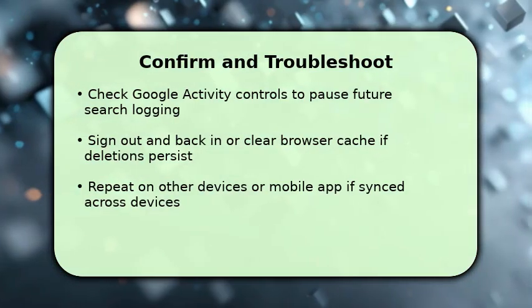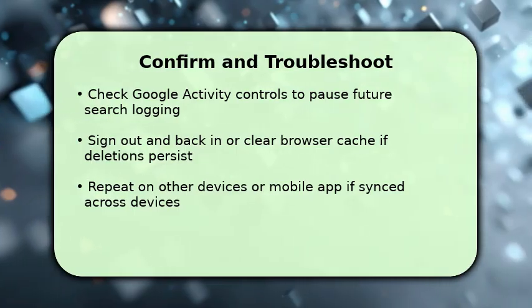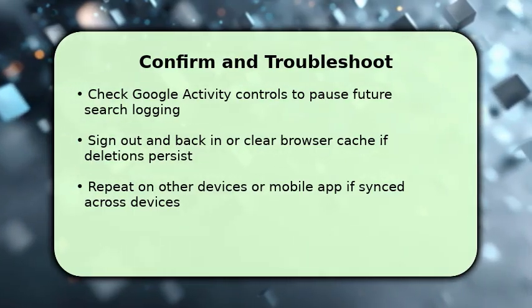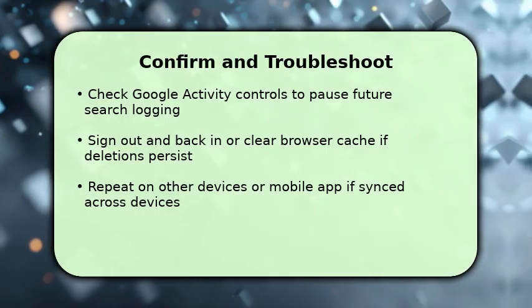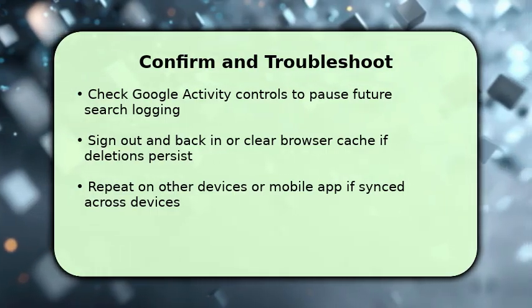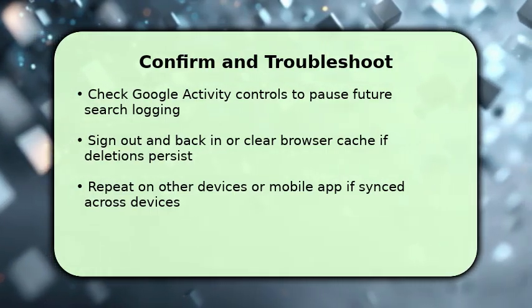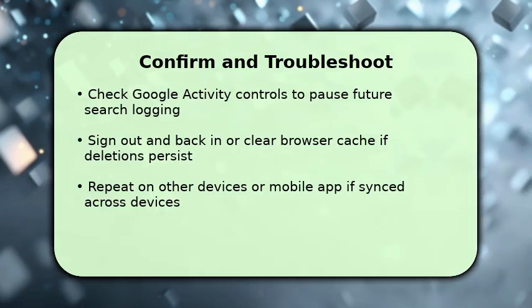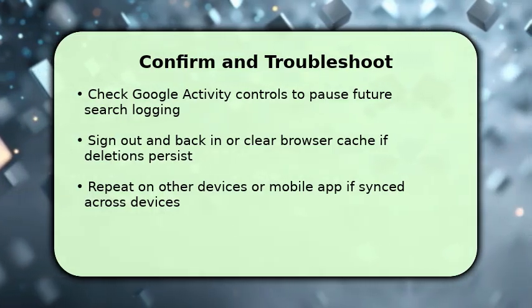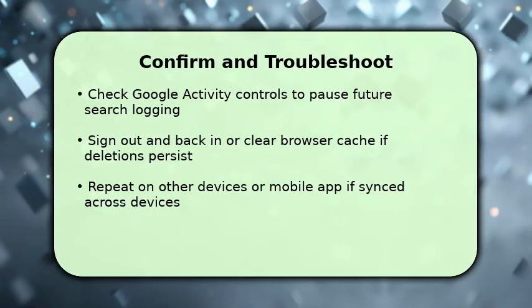After clearing, go to Google Account Activity Controls to pause YouTube search logging if you want no future saves. Toggling pause keeps new queries from being recorded. If cleared items still appear, sign out and back in, and clear the browser cache on Windows 10 to force refresh. Sometimes sync delays cause reappearing entries.